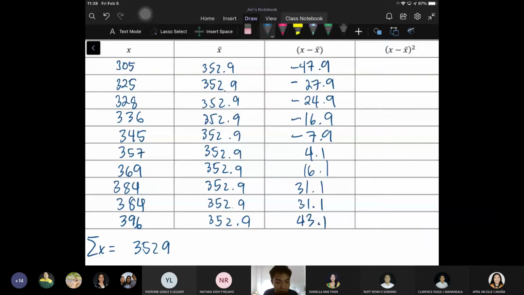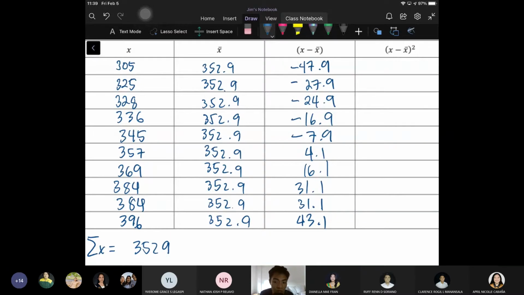Okay, so hopefully nasagutan nyo na rin. So we have the values for x minus x bar here. So yan na yan. Sana yan din nakuha nyo. So what's next? We solve for the x minus x bar squared. Okay. So what you're going to do here is just to square what's in the third column. And when you square the numbers in the third column, all the negative numbers will be eliminated.